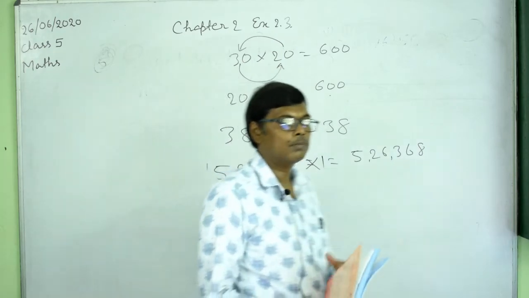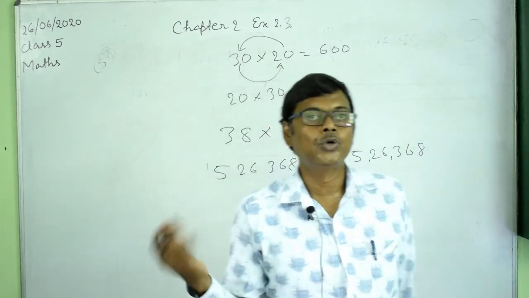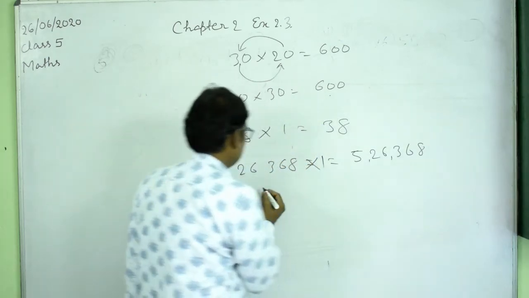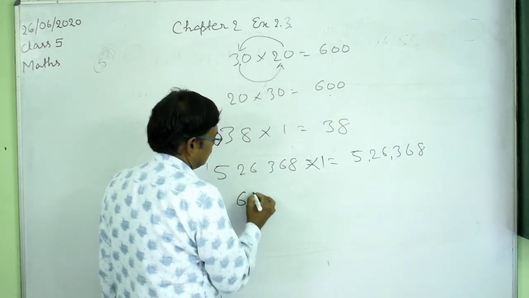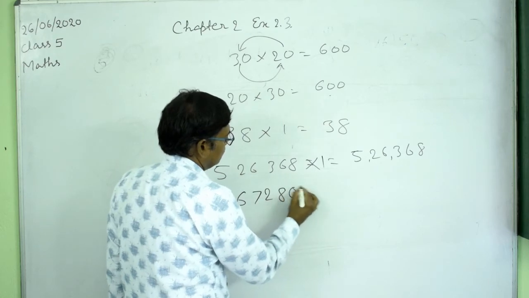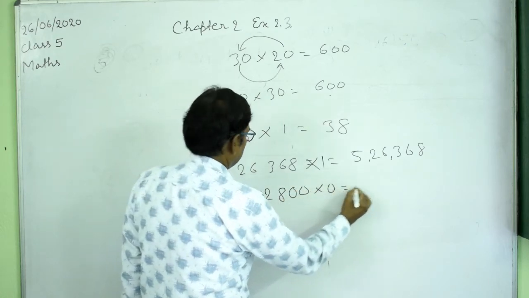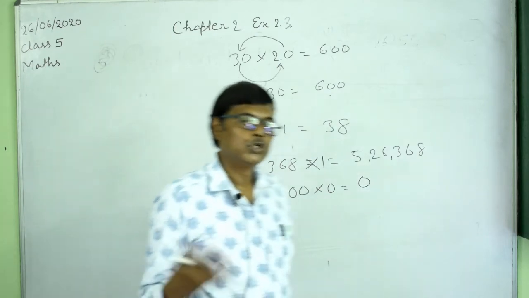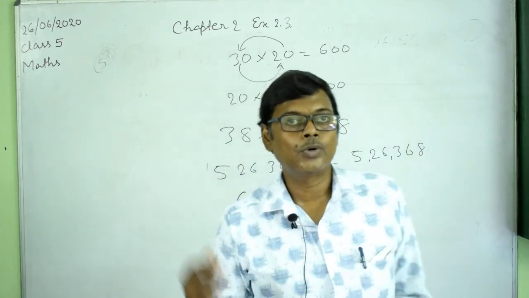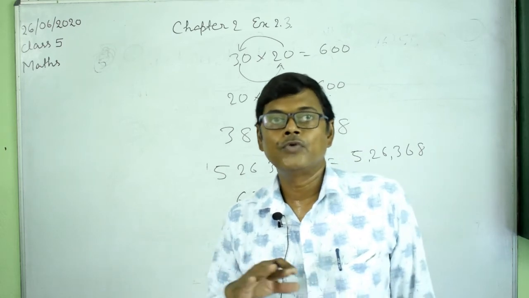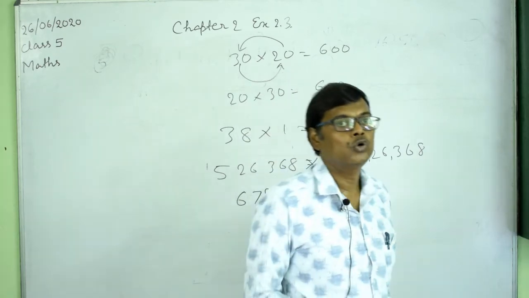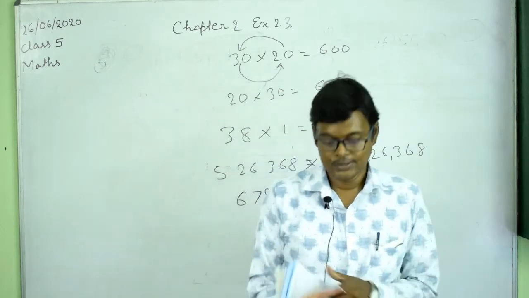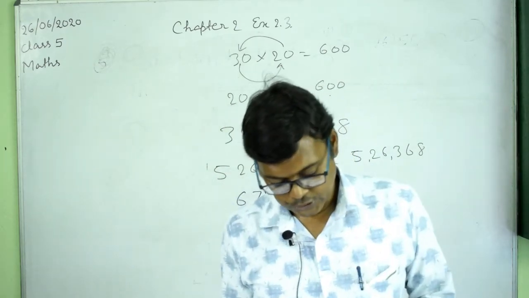And next is the property of 0. If you multiply 0 to any number, the answer will always be 0. For example, 6,72,800 into 0 will be 0. 0 into any number is always 0. Whether the number is small or big, the answer will always be 0. While you are multiplying, 0 makes everything 0. So these are the properties of 0.